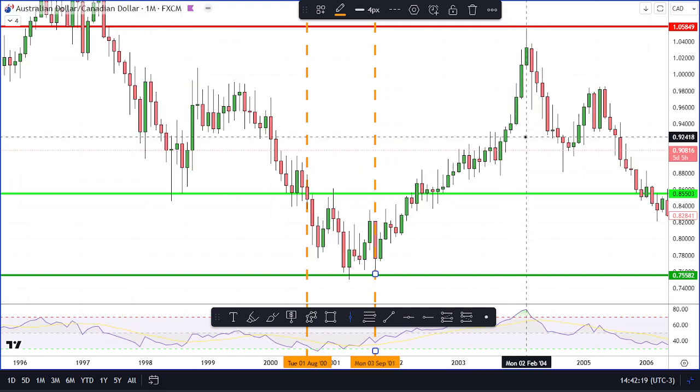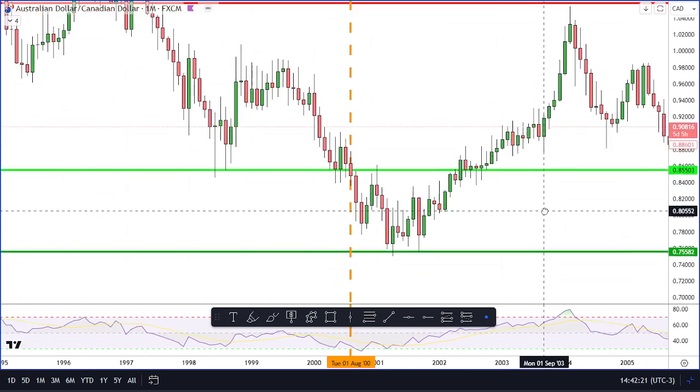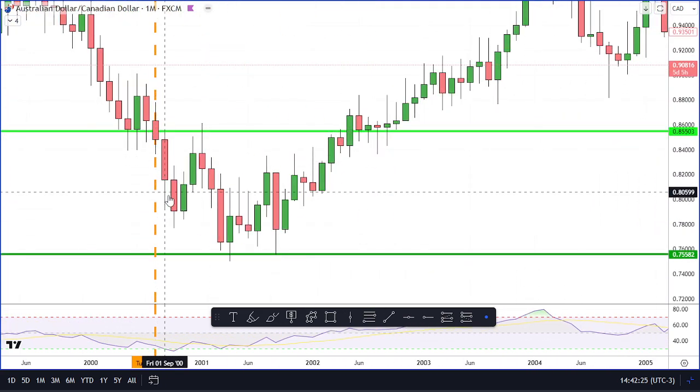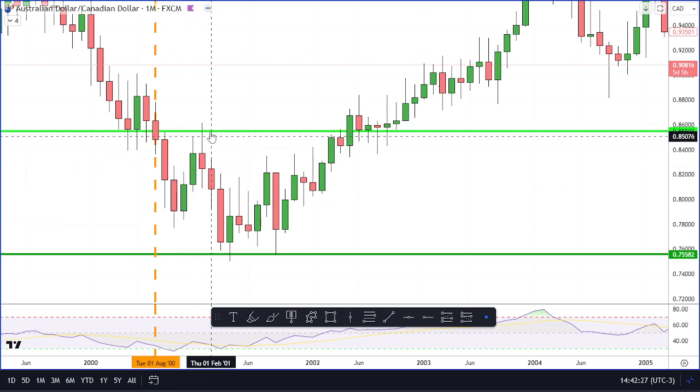And what happened? What happened at that area? The market sold from here down, went down, came back up. Did the market come back up right here?